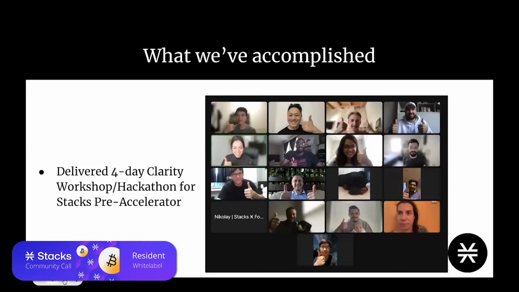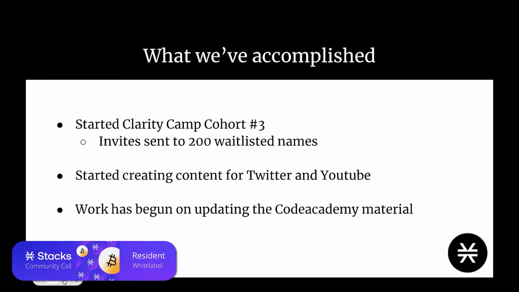Some of the things we've accomplished since our last call: we delivered a 4-day Clarity workshop and hackathon to the Stacks pre-accelerator team. That was really awesome, getting to work with these founders going through the pre-accelerator and teach them Clarity. We have also started Clarity Camp cohort number 3. That started on July 11th, and we sent invitations to 200 participants that have been on the Clarity Camp waitlist.